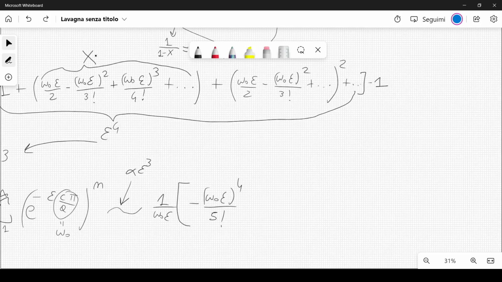That's quite easy. Then we get another contribution from x squared, and this will be slightly more complicated. For example, we have omega 0 epsilon to the fourth divided by 36, and this one comes from the second term, because when you square this term, you get omega 0 epsilon squared, so we square it twice.